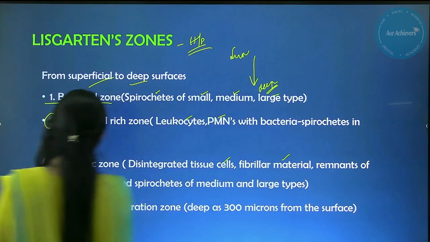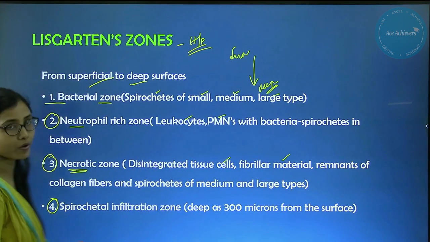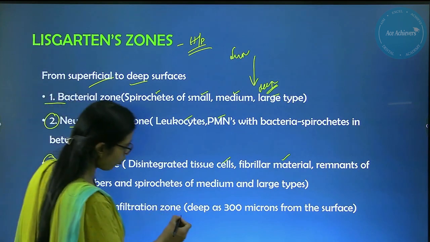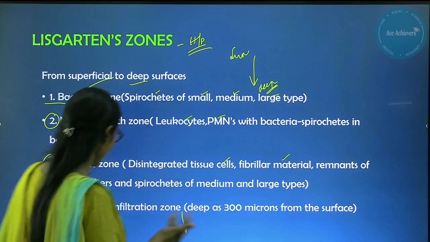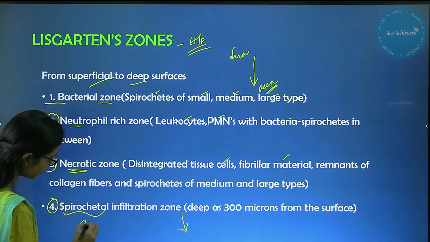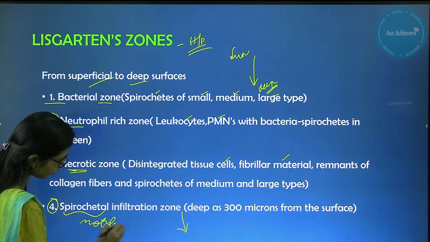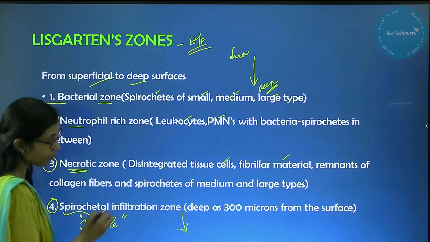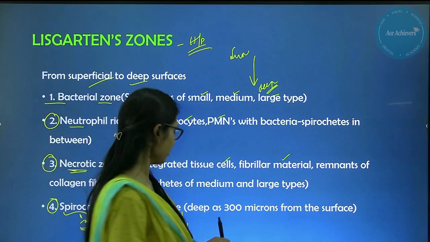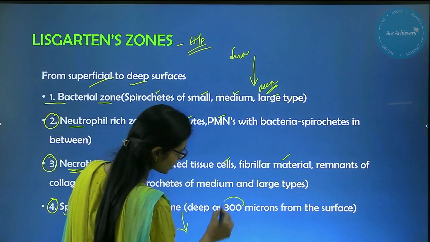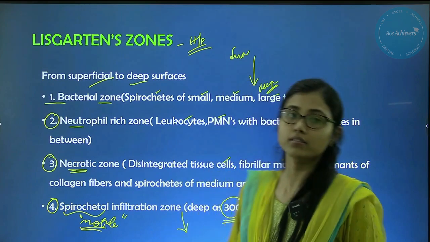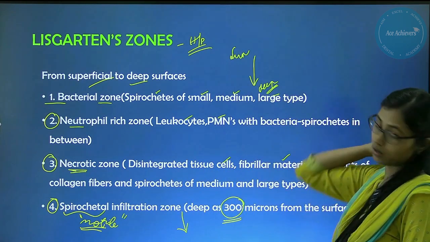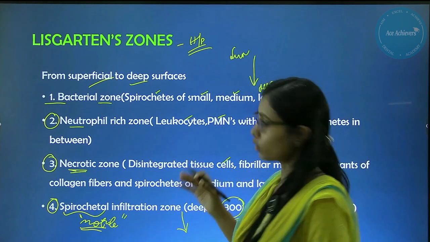Now, the fourth zone is the zone of spirochetal infiltration. That means as you go farther deep, there is penetration of the spirochetes, because these spirochetes, as we know, are motile organisms. So they penetrate deep into the gingival tissues. They can be seen almost as deep as 300 microns from the surface. So these are the different zones given by Listgarten in the histopathological appearance.